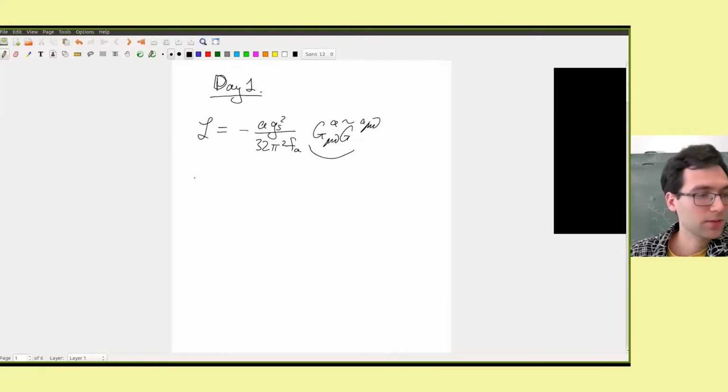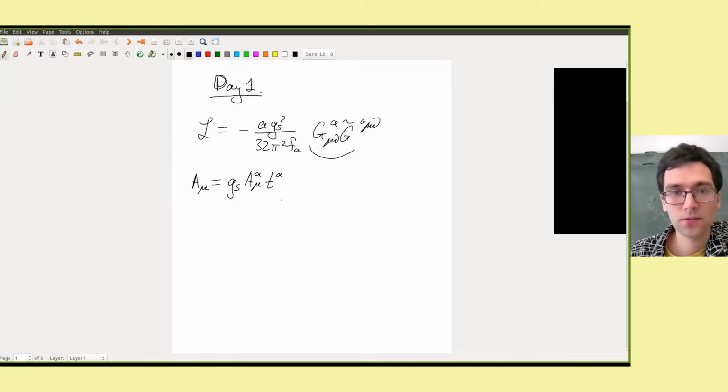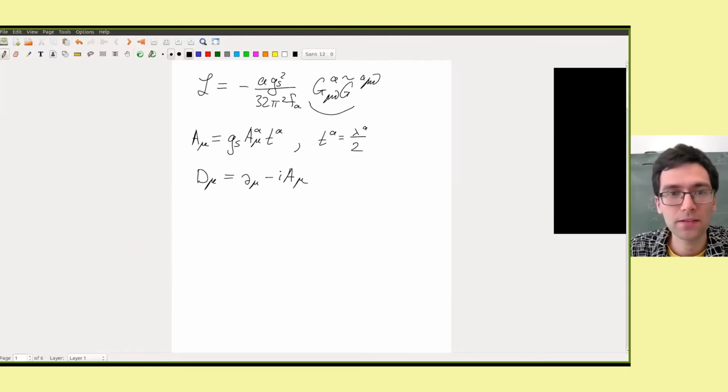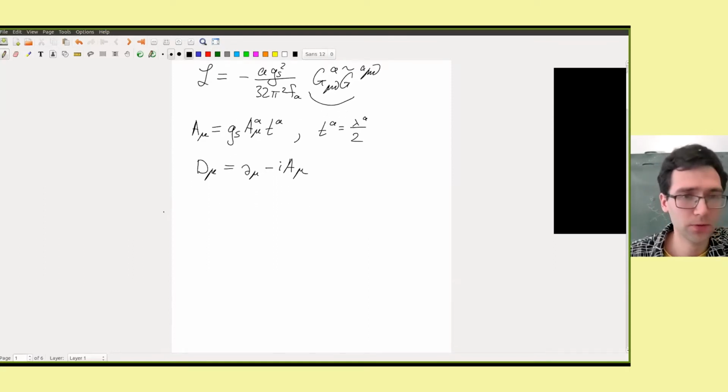Our notation for the vector potential will be g_s times the component A_mu^a times T^a, the generator of the SU(3) group, where T^a is lambda^a divided by 2. Lambda are the Gell-Mann matrices. Then the basic element is the covariant derivative, which is given by this expression, and also the field strength tensor can be rewritten as this expression.